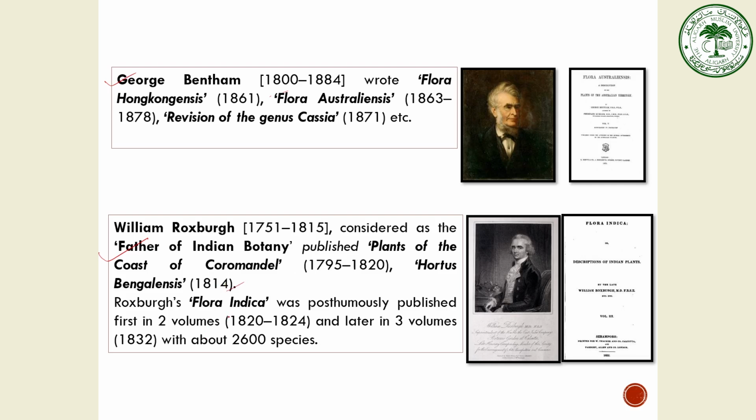Then Roxburgh's Flora Indica was posthumously published, first in 2 volumes between 1822 and 1824, and later in 3 volumes in 1832, which has a description of 2600 species. So you can see here in this image the Flora Indica. So William Roxburgh served as the father of Indian botany. They have also written some important documents in the post-Linnaean era.